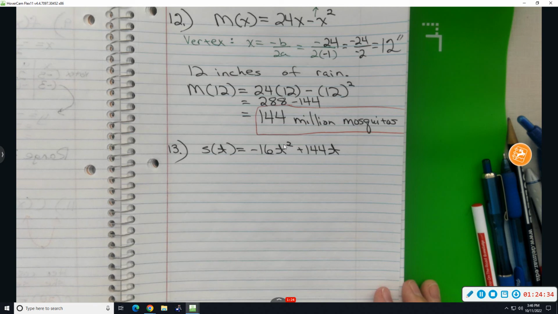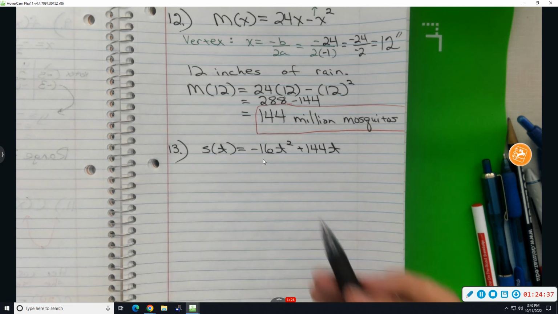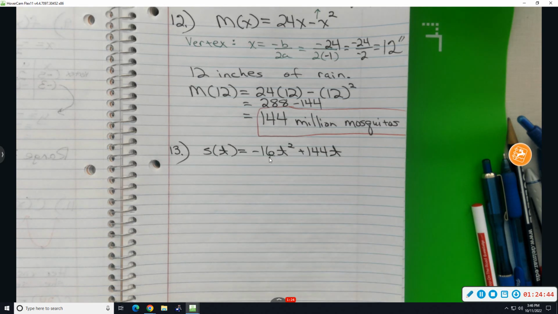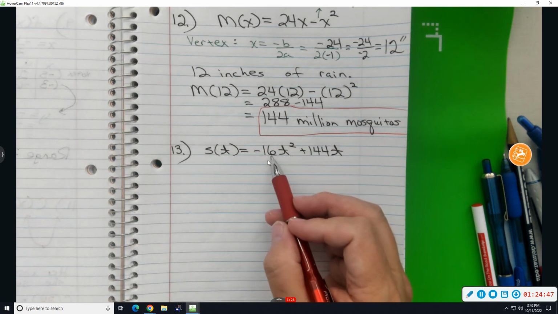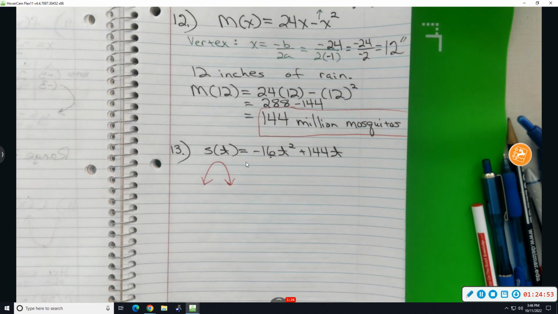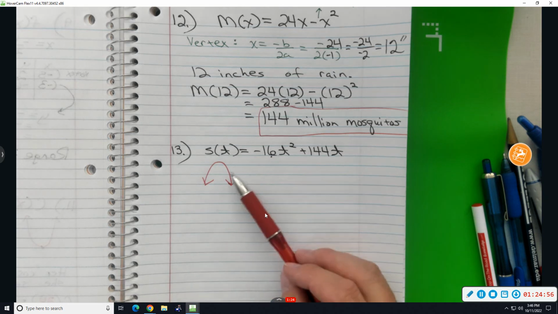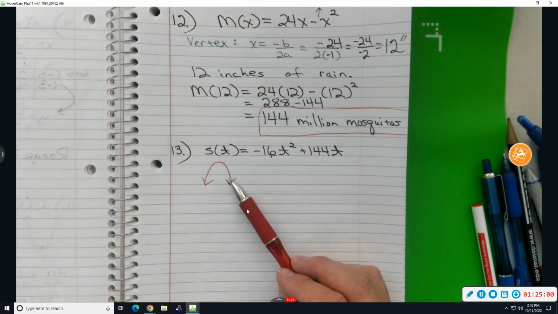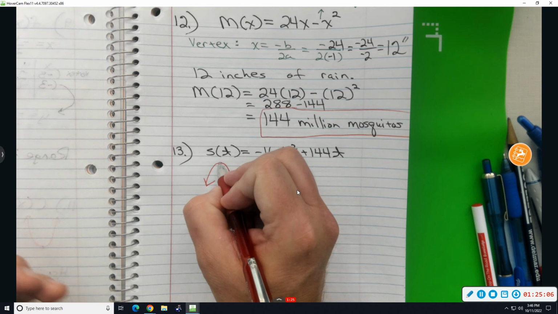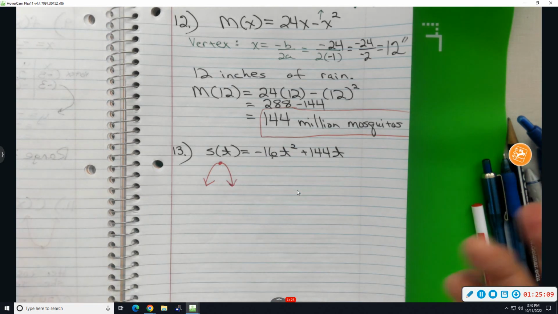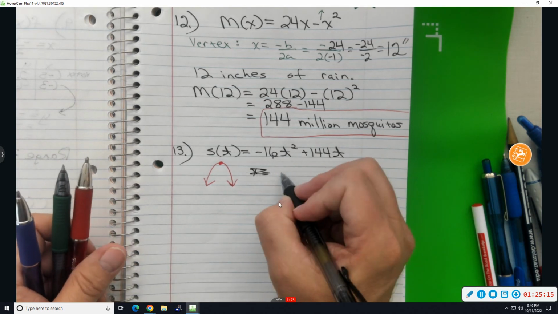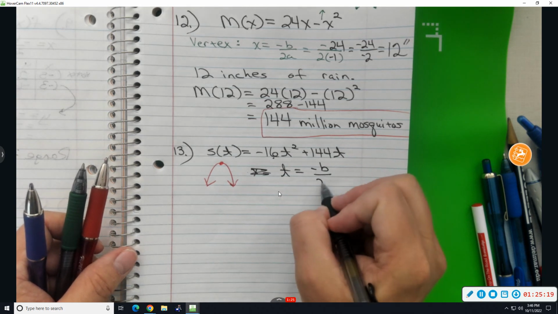As I said, what letter is acting like x? T, okay. What's my leading coefficient? Negative 16. So do we expect our parabola to open up or down? It's negative, so it's going to open down. So if it's opening downward, will we have a maximum or minimum? A maximum, and it will occur at the vertex, and the vertex is determined using the axis formula. So we have t equals negative b over 2a.